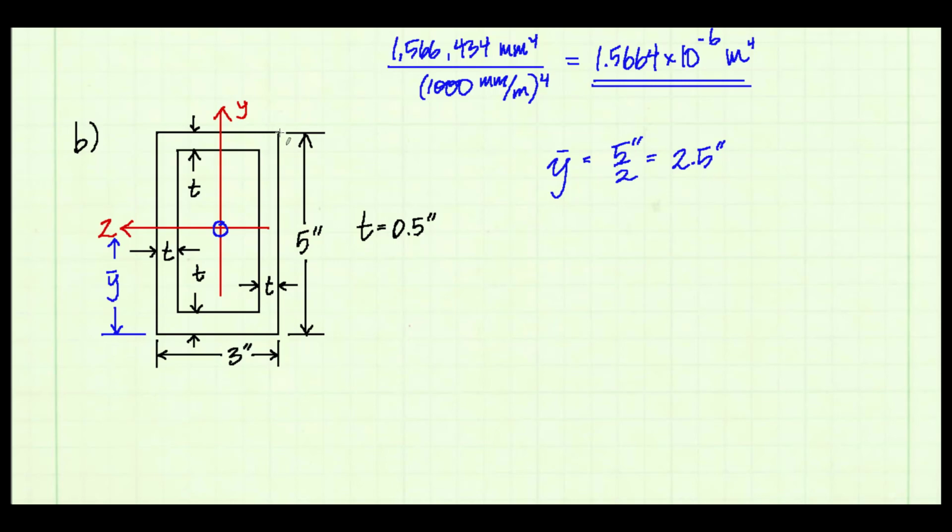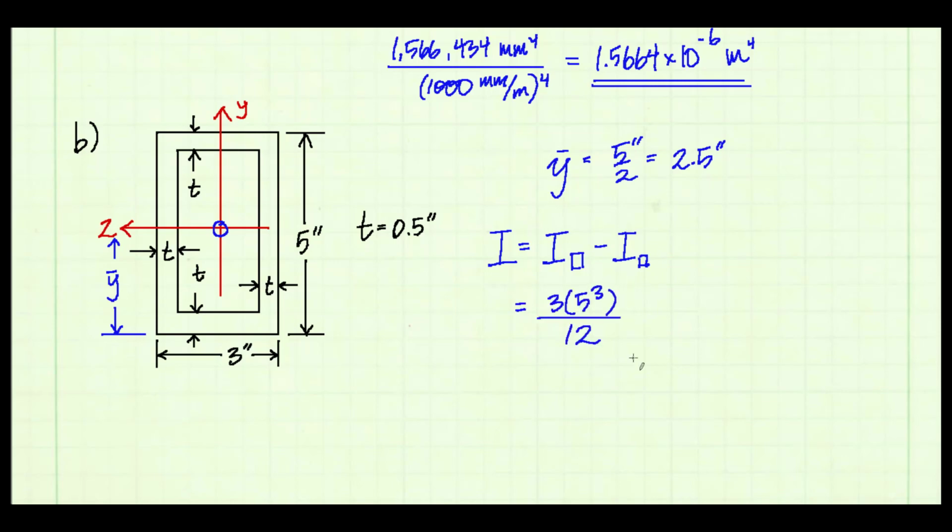I can take the moment of inertia of the outside rectangle and subtract the moment of inertia of the inside rectangle. There is no Ad squared term that I have to worry about. And that is because the d in the Ad squared term is 0 because the centroid of the inside rectangle falls on the centroid of the whole cross-section. So essentially I can calculate the moment of inertia with the parallel axis theorem with this equation.